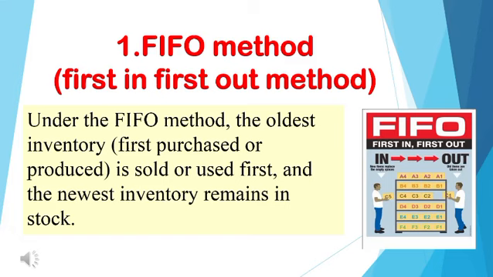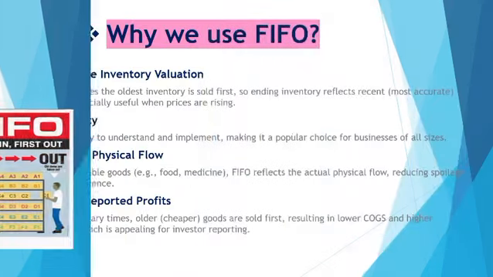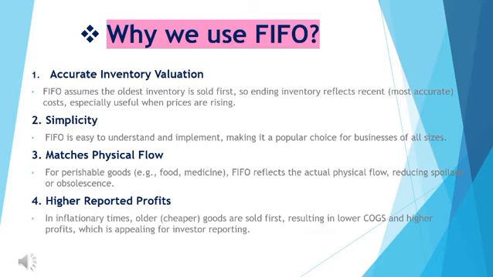FIFO method. Under the FIFO method, the oldest inventory is sold or used first, meaning the items you buy first are the first ones to leave your stock. This helps maintain accurate inventory when prices change. FIFO gives accurate inventory valuation, is simple to use, matches physical inventory flow and shows higher profit during inflation. It is best for items like food or medicine where older stock must be used first.